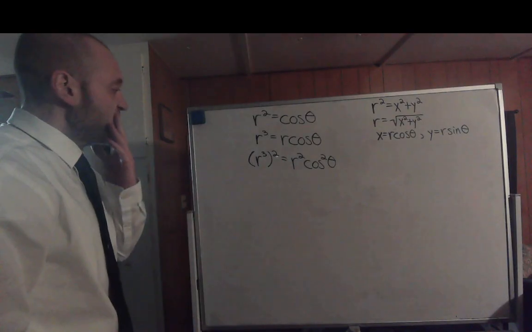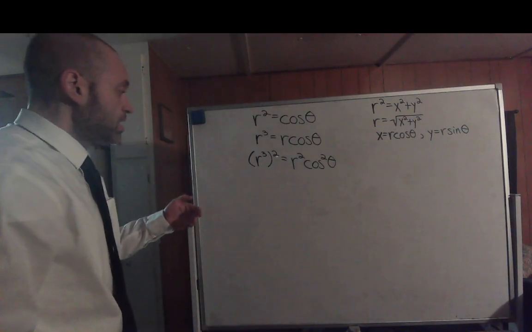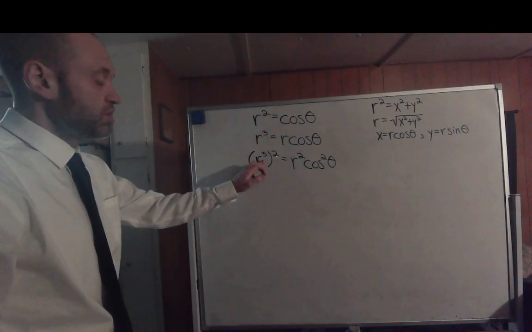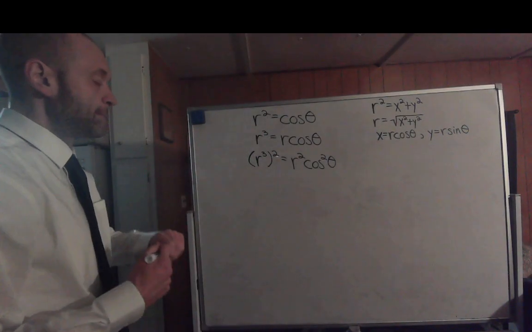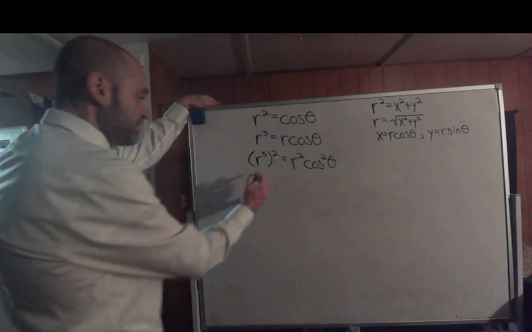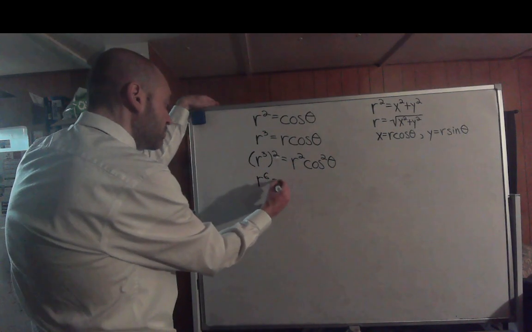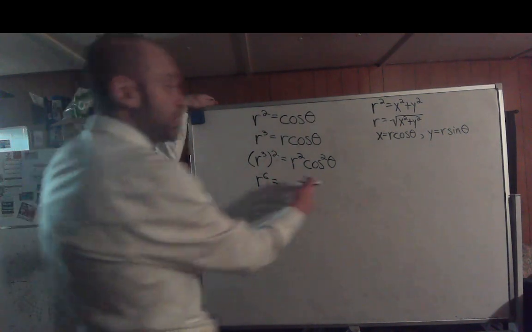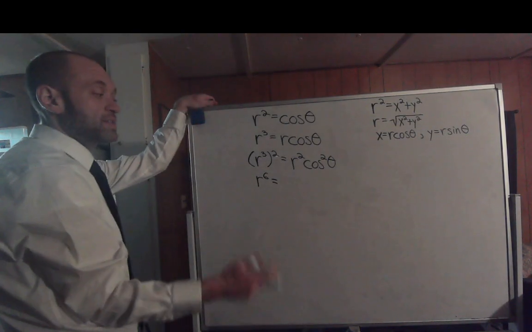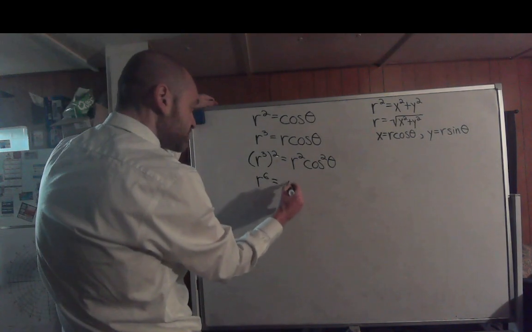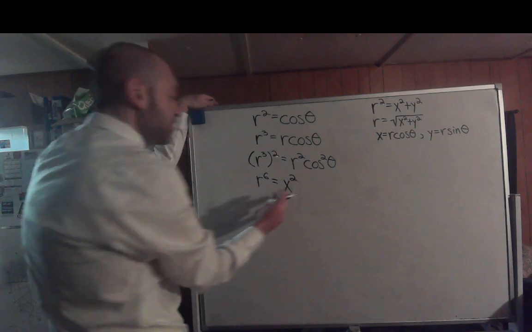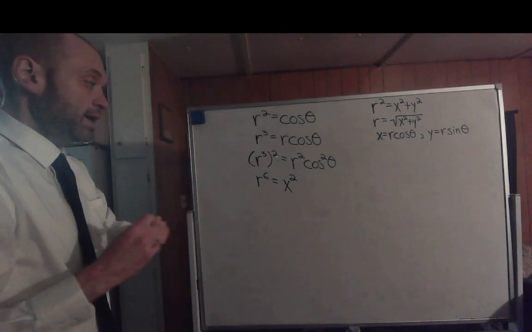So, okay, we have r cubed squared. Well, that gives us r to the sixth, which would equal the right-hand side. r cosine of theta is x, so really this is x squared. We have r to the sixth equals x squared.